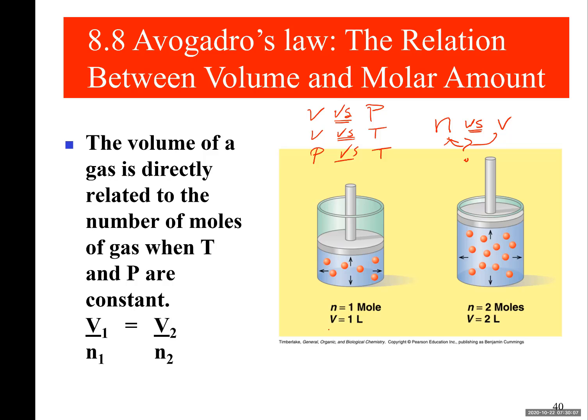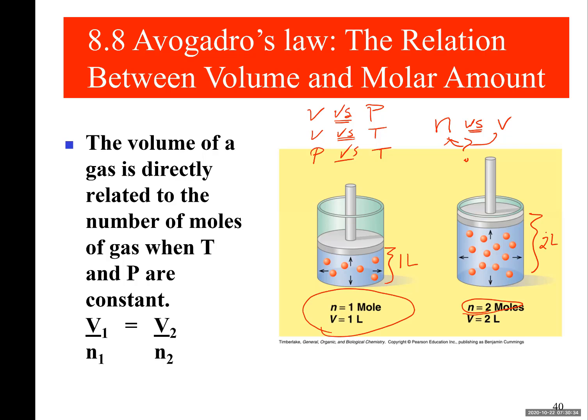So we're starting here on the left with 1 mole of a gas, which has a fixed volume. The volume is 1 liter, and the amount of the gas is 1 mole. We are doubling the amount of the gas. We measure the volume. It's 2 liters.